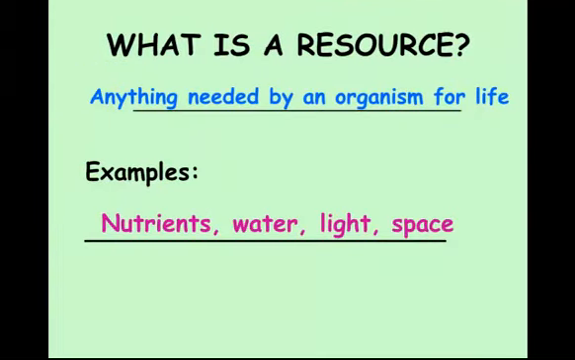So let's talk a little bit about resources, because organisms are competing for resources to survive. A resource is really anything that's needed by an organism to stay alive. Could be nutrients, that means food, water. If you're a plant, you're competing for light, to be able to grow and reach up to the sun. Space, territory is something that animals compete for. So resources are basically something that the organism is going to need for survival.